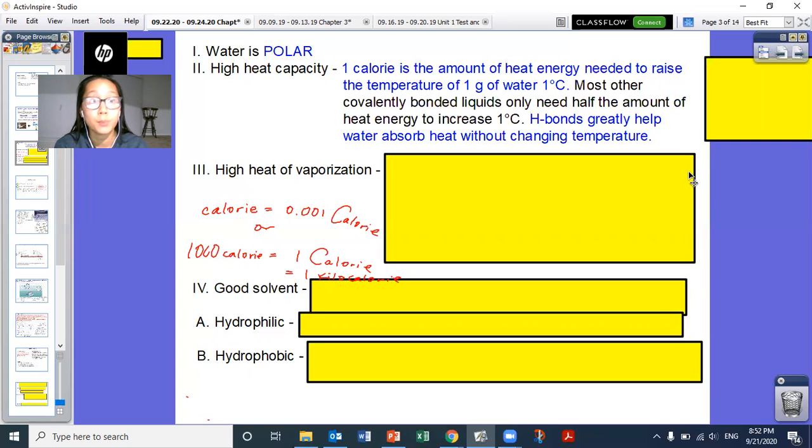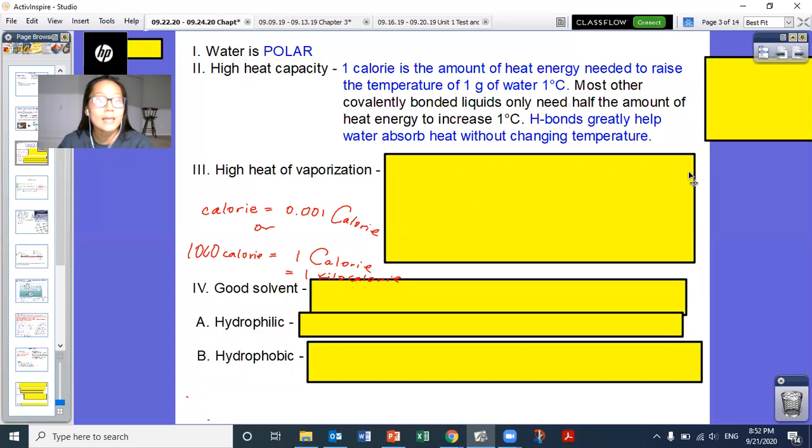So if you've ever boiled water before, you know it actually takes quite a long time when you're just waiting for it to boil on the pot and you're staring and waiting, right? But any other covalently bonded molecules like NO3 takes a lot less heat to add to it in order to boil, right? And that's just because water has special properties of having hydrogen bonds. So hydrogen bonds greatly help water absorb heat without changing temperature.